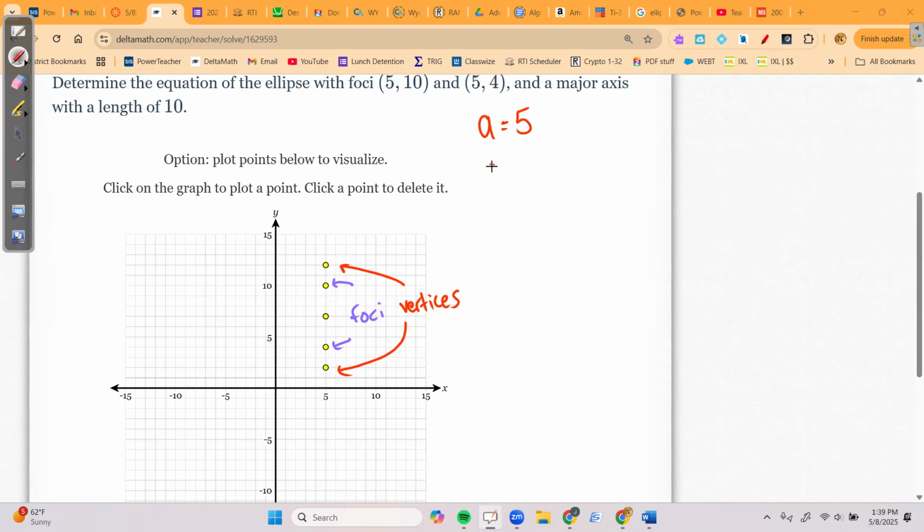And what we also know is that C is equal to 3. But if you remember from a few minutes ago, I said that in order to write the equation, you need to know A and B. And we don't know B. So for that, what we're going to do is head over here.